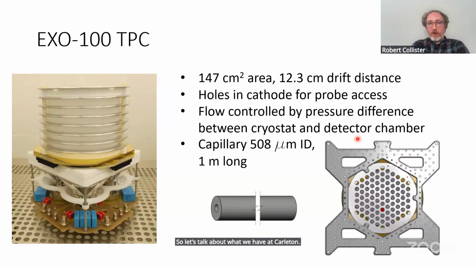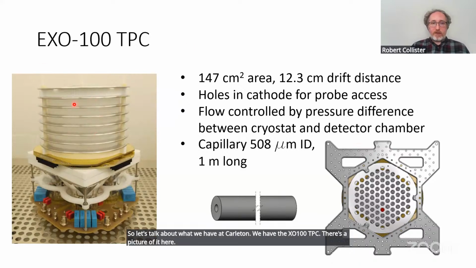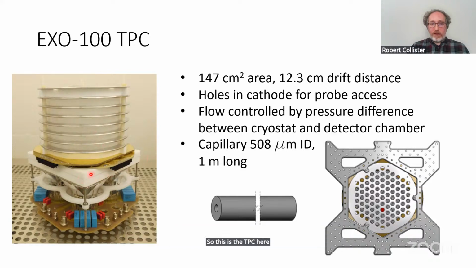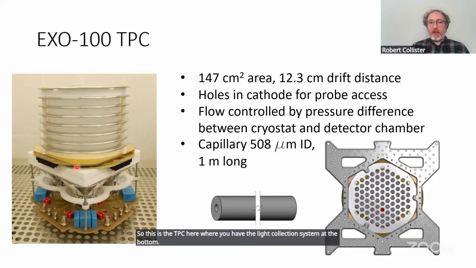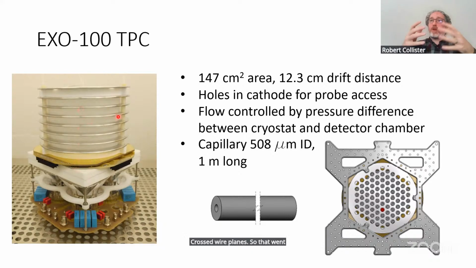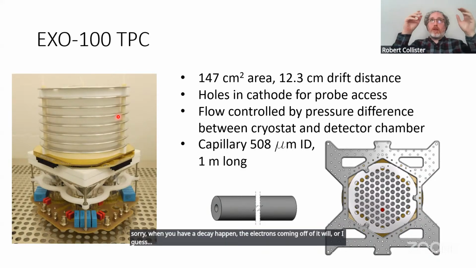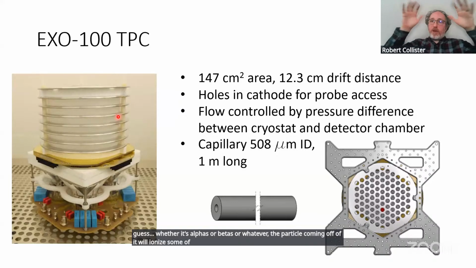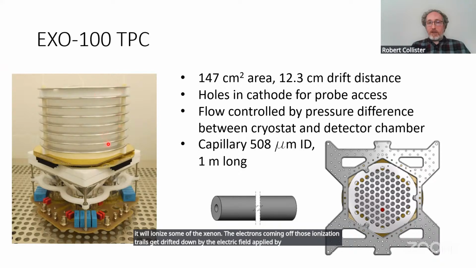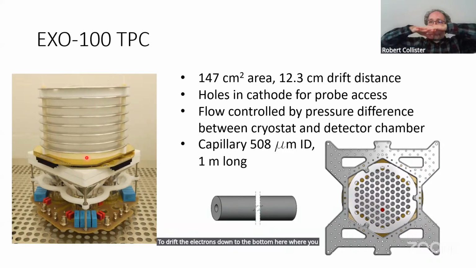We have the EXO-200 TPC. There's a picture of it here. So this is the TPC here, where you have the light collection system at the bottom, crossed wire planes. So when you have a decay happen, whether it's alphas or betas or whatever, the particle coming off of it will ionize some of the xenon. The electrons coming off those ionization trails get drifted down by the electric field applied by these series of field rings to drift the electrons down to the bottom here, where you have a pair of crossed wire planes.